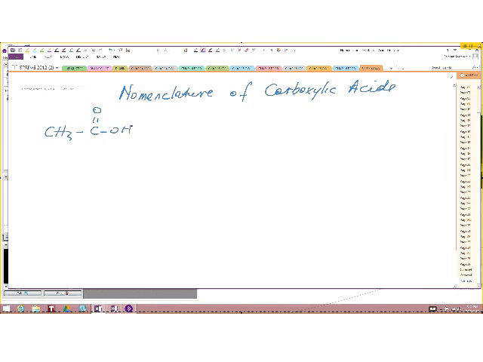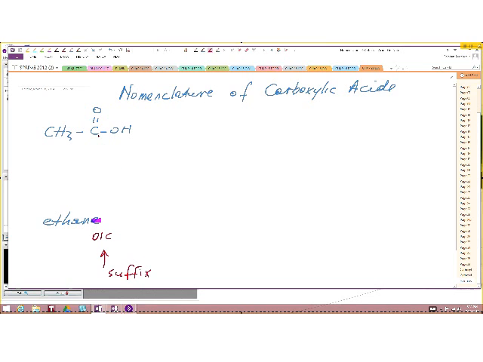you find that the systematic name or the IUPAC name is derived from the name of the corresponding alkane. So in this particular instance here, the corresponding alkane will be ethane. So what do we do to derive the name of the carboxylic acid? We remove the E ending of the corresponding alkane name and we replace it with the suffix -oic. So this is the suffix for carboxylic acids. In other words, that is the ending for carboxylic acids.